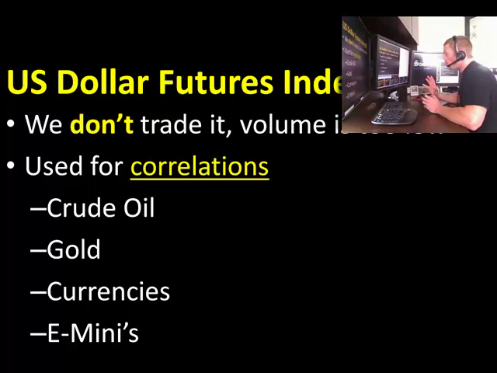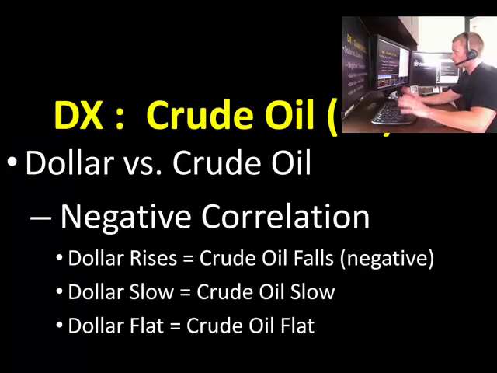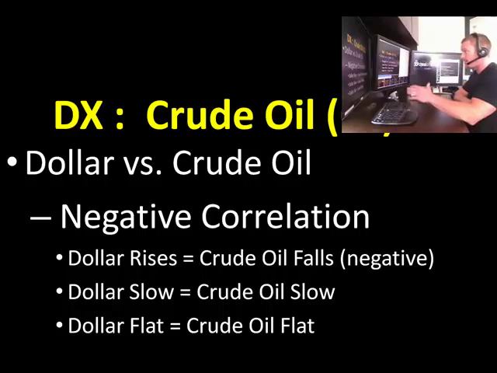In other words, we watch the dollar, and the dollar will tell us what to expect on other markets such as crude, gold, currencies, E-minis, commodities, right? Fixed income. All of that stuff can apply to the dollar. Let's take a look at some of the more popular, the crude oil and the gold, and we'll compare because they're very similar. Okay, it's a negative correlation. So the dollar rises, crude oil should be falling. If the dollar is slow, the crude oil market should be slow. If the dollar is flat, you guessed it, crude should be flat as well.